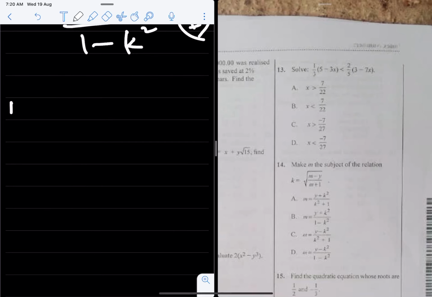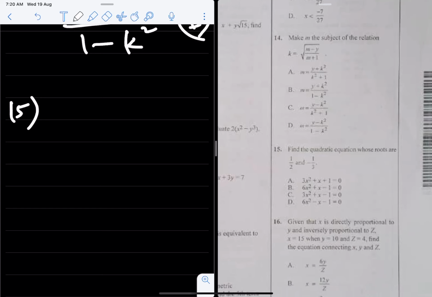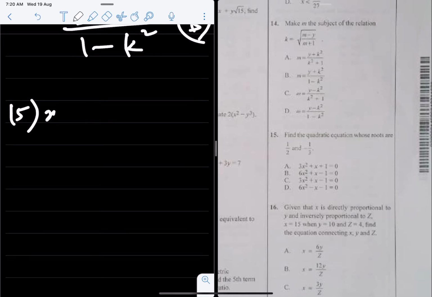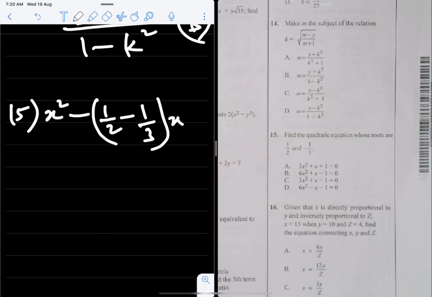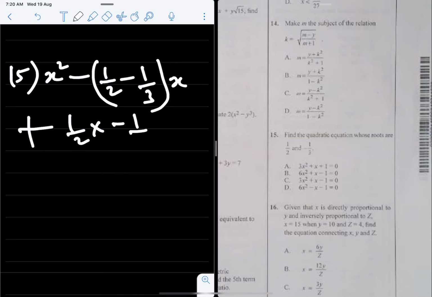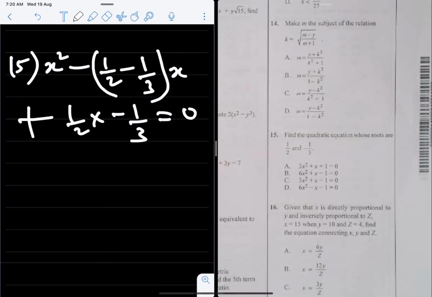Now to the next, number 15, very quickly. Find the quadratic equation whose roots are 1 over 2 and minus 1 over 3. That's quite simple. The quadratic equation is going to be x squared minus sum of roots, which is 1 over 2 plus minus 1 over 3, times x plus product of roots, which is 1 over 2 times minus 1 over 3, equals 0. That's the general form of the quadratic equation: x squared minus sum of roots times x plus product of roots equals 0.